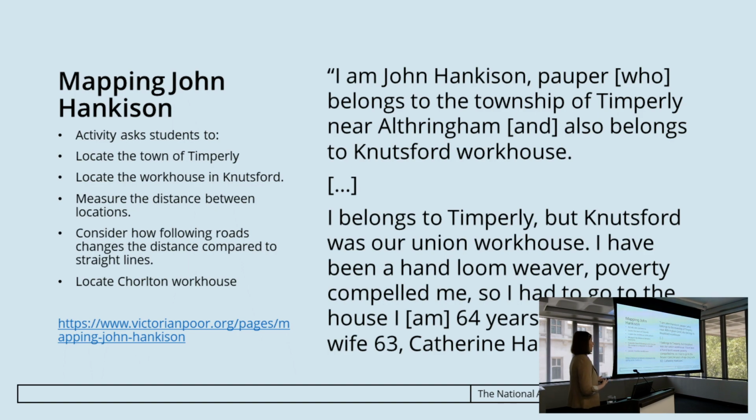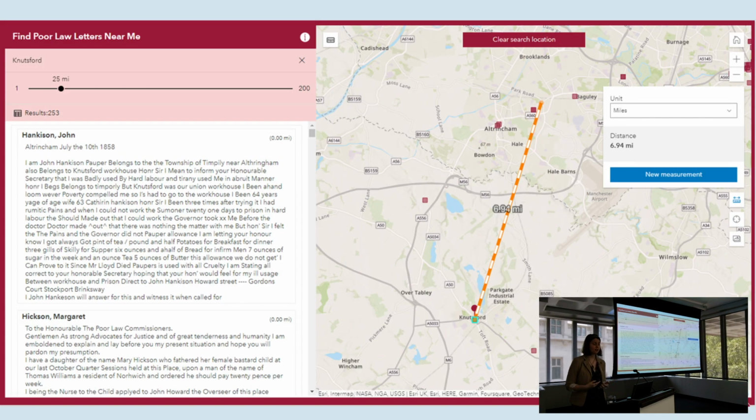It reads, "I am John Hankerson, pauper who belongs to the township of Timperley near Altrincham and also belongs to Knutsford Workhouse." To run through this activity very quickly, we asked the students to locate the towns that John mentions in the letter, Timperley and Knutsford, and measure the distance between them. This is the distance that 64-year-old John and his wife Catherine have to walk in order to enter the workhouse. Its distance is about 7 miles as the crow flies, as you can see on the map.